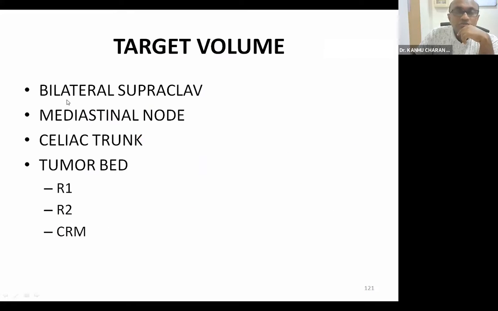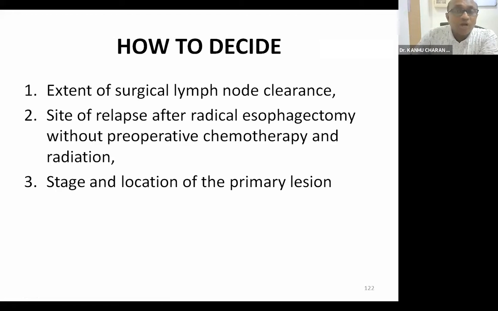Target volumes are the bilateral supraclavicular, mediastinal nodes, celiac trunk, tumor bed, and R1, R2 circumferential resection margin. Esophagus circumferential resection margin is very important, you have to remember. So how to decide? Extent of surgical lymph node clearance, site of relapse after radical esophagectomy without preoperative chemotherapy and radiation, and stage and location of the primary lesion. These are how to decide.